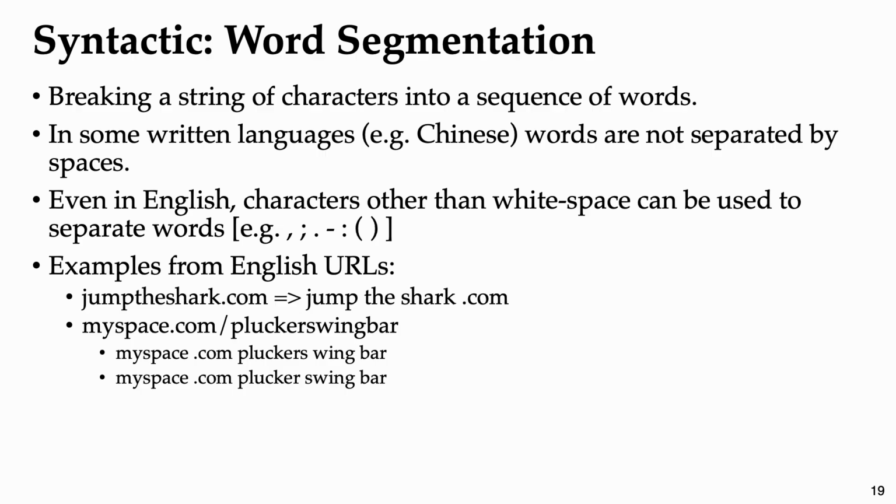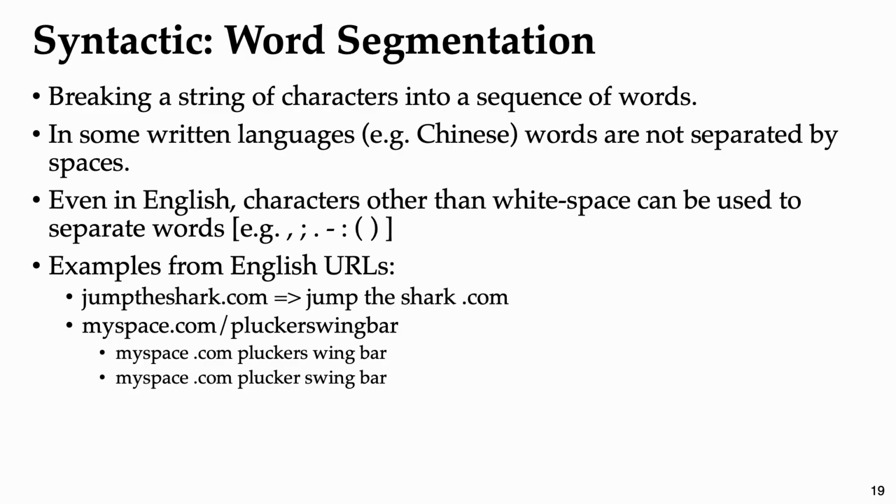So there is word segmentation. You can break down a string of characters into sequences of words in some written languages like Chinese. In English it might be a simple thing, but in some other languages like Chinese, Arabic, and even Korean, you can think of the word itself having to be broken into parts. That kind of segmentation is not trivial, okay? In some written languages like Chinese, words are not separated by spaces. Same in Arabic, I know that for a fact. Even in English, characters other than white space can be used to separate words, like comma, semicolon, and so forth.